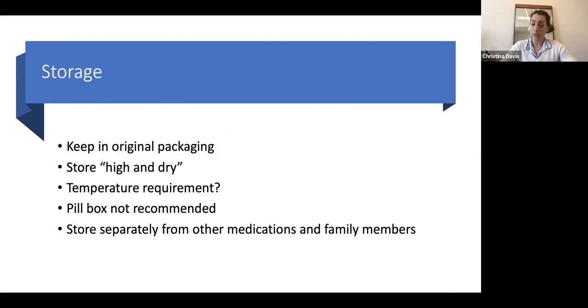Some tablets and some medications do have to be stored in the refrigerator versus room temperature. So if you ever have questions, you can always ask your pharmacist or check the package labeling. It is a little weird for pills to be stored in the fridge, but there are those out there. In general, the recommendation is to not use a pill box, just to prevent mix up with some other drug. If they absolutely have to, they can use a separate pill box as long as they keep it somewhere else, separate from everything. But in general, try to have them keep it in the original packaging. And again, store it away from other family members' medications, etc.